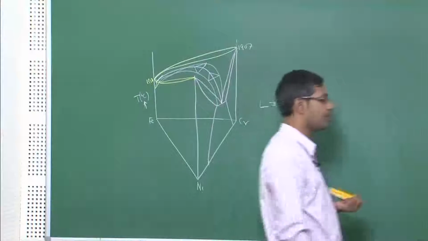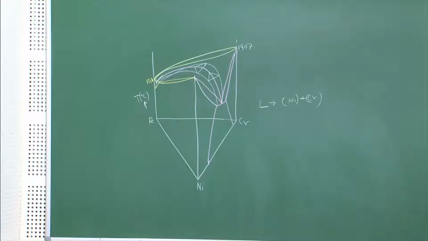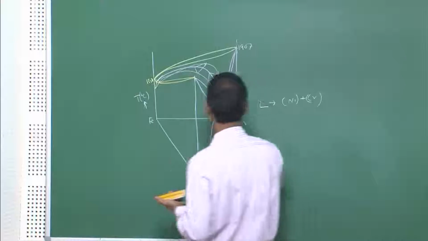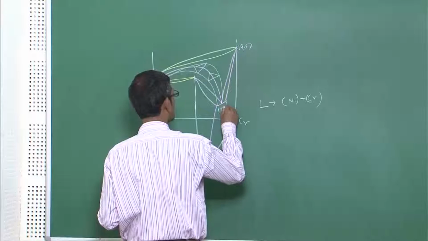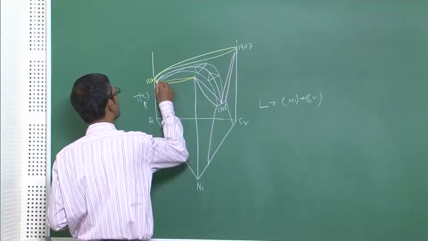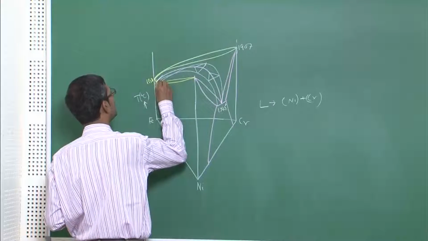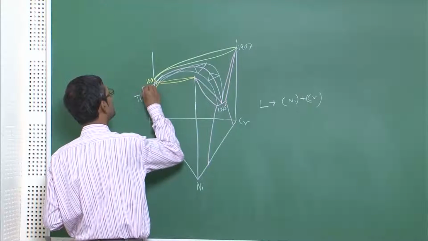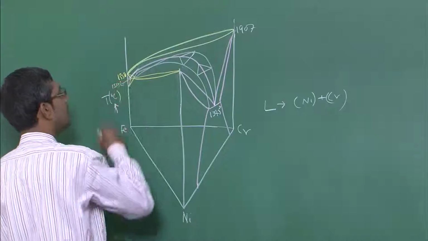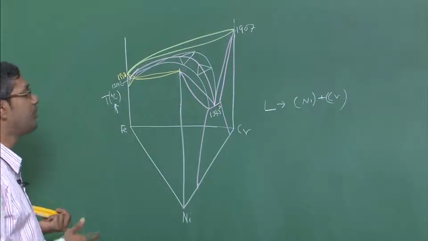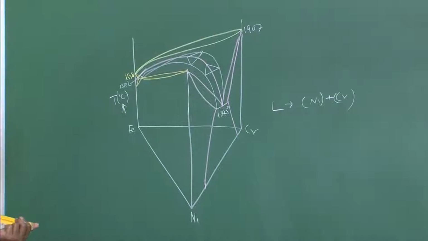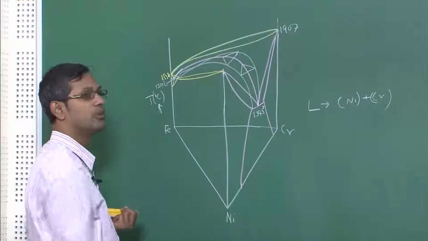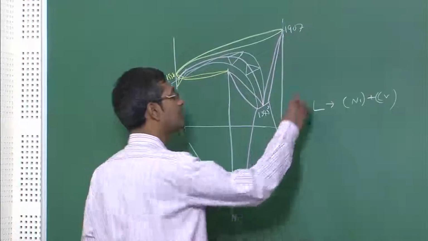So, let me also tell you the temperatures of the eutectic and peritectic reaction. The eutectic reaction takes place at much lower temperature, 1345, and the peritectic reaction is taking place at high temperature, this is 1517. Okay. So, that is why the whole equilibrium basically is dictated by this eutectic reaction mostly. So, this is what you should remember.